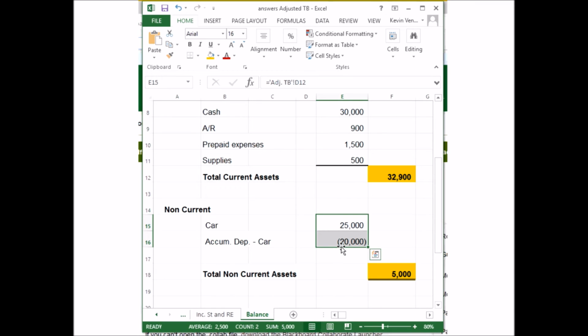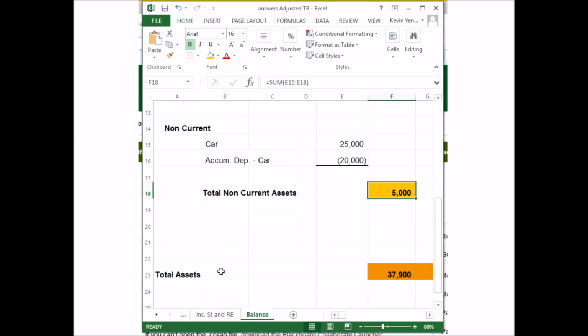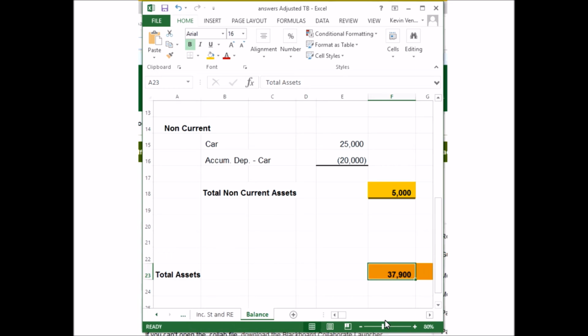Maybe if it only shows $5,000, it looks like a junk or beat up car, and that may not look as good for the business. So I want to keep it separate and just show that I have used $20,000 worth of the car in my estimates. And then I combine them, get my total non-current. And one of the key points that I want to do is add up my total assets. Total assets being $37,900.